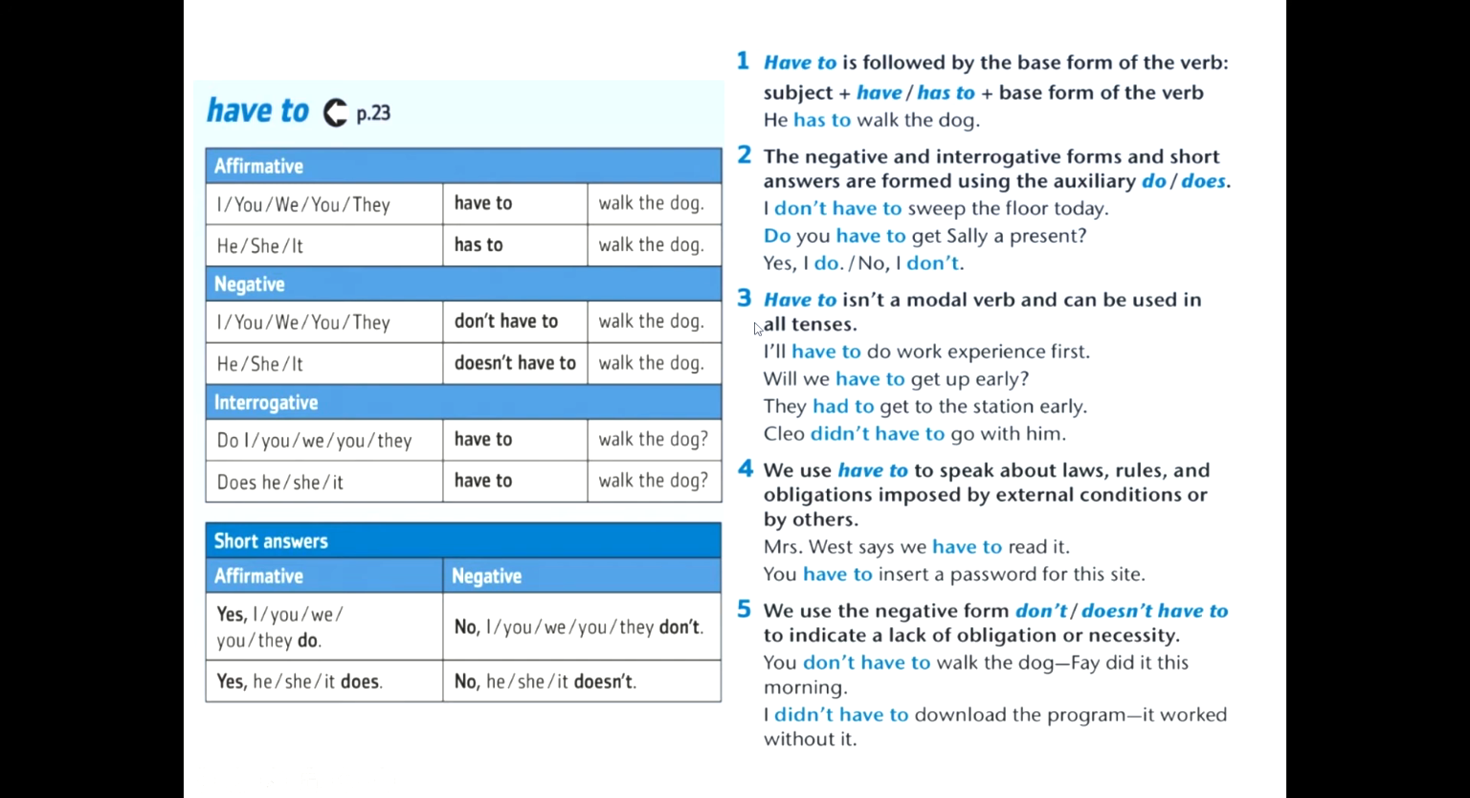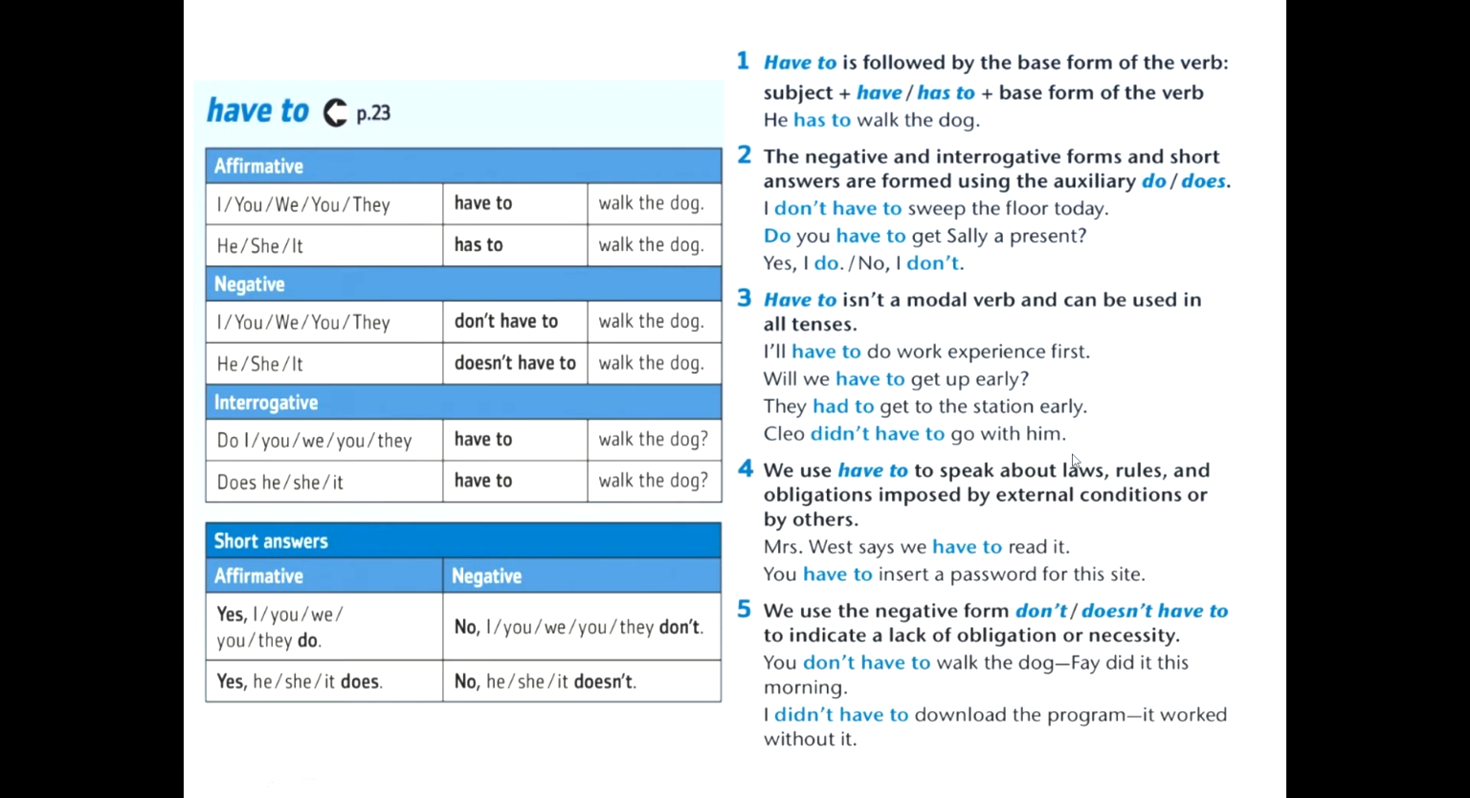In number 3, we have to isn't a modal verb and can be used in all tenses. I'll have to do work experience first. Will we have to get up early? They had to get to the station early. Cleo didn't have to go with him.